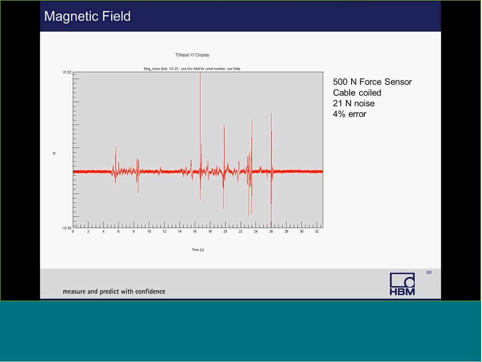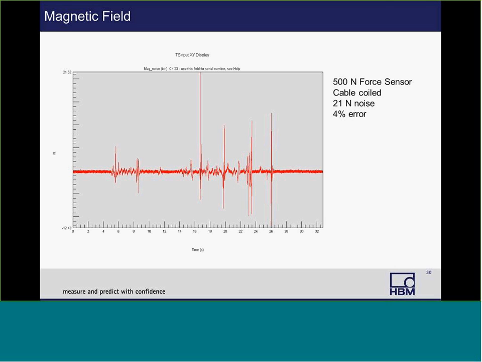But here's some data I collected, and this data was created using two handheld magnets, and it's created a magnetic field around the cable. This is recorded using a Quantum X MX840. This is on DC excitation. I used an HBM C9B load cell, 500 newtons, and it comes with a shielded cable.